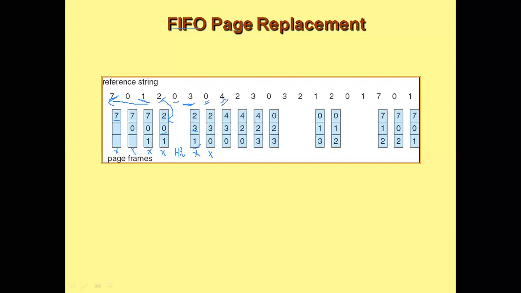Now coming to 4. Is 4 present here? No. So it is a page fault. Now which one should you replace for 4? First we have 0, so 0 you can't replace. 3, no. You should be replacing 2. Fine. So you have replaced 2 with 4.